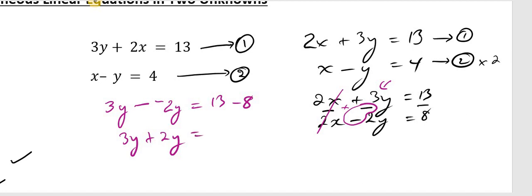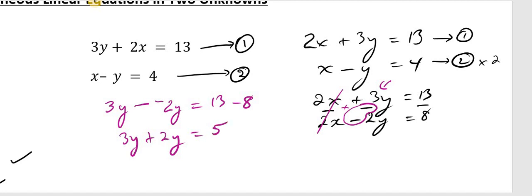What's 13 minus 8? So go from 8 to 13. How much do you have to add on to get 13? That's the difference. 5. So go from 8 to 10 is 2. From 10 to 13 is 3. So 2 plus 3 is 5.